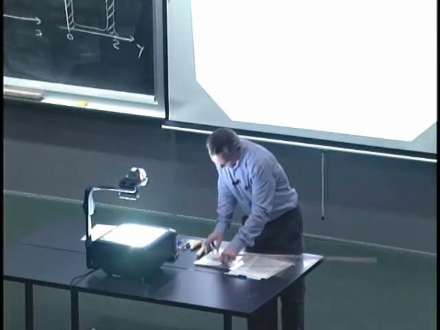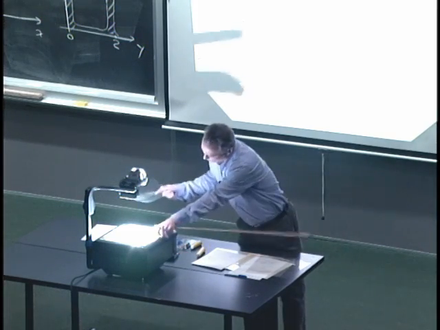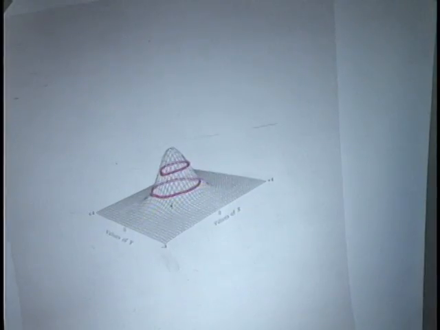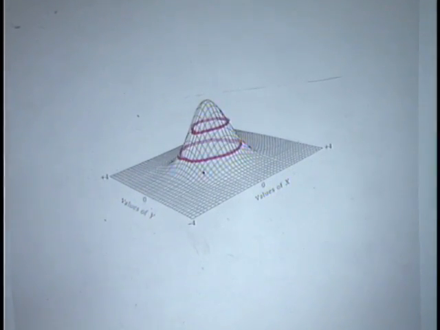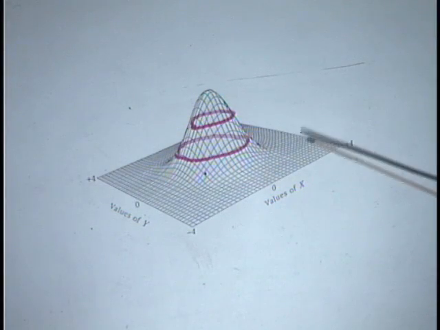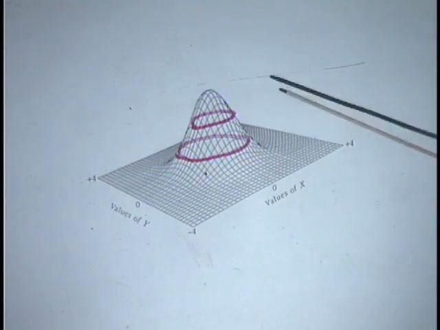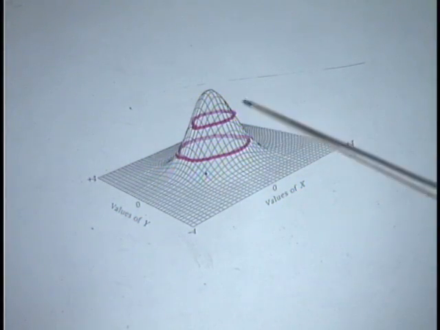Just to visualize it a little more, let me throw at you a particular picture. This is a picture of one special case. Here, I think the variances are equal. That's the kind of shape that you get. It looks like a two-dimensional bell.